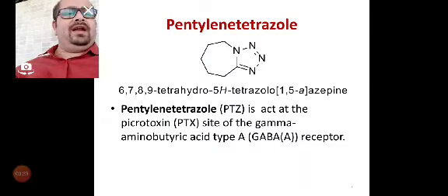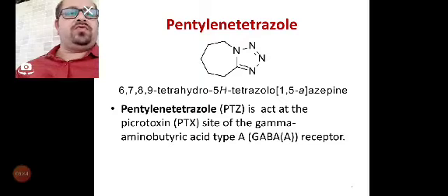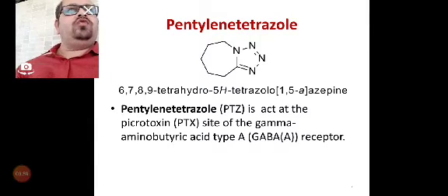The second drug is pentylenetetrazole, which comes under the same class. Pentylenetetrazole, the name gives you an idea about it. It's a tetrazole derivative. Tetrazole: tetra means four, and azole means a nitrogen-containing five-membered ring. So it's a five-membered ring having four nitrogens and a fully unsaturated ring. This ring is fused with an azepine ring, and the attachment is at the 1,5 position, that is the 5a position. Pentylenetetrazole is shortly called PTZ.